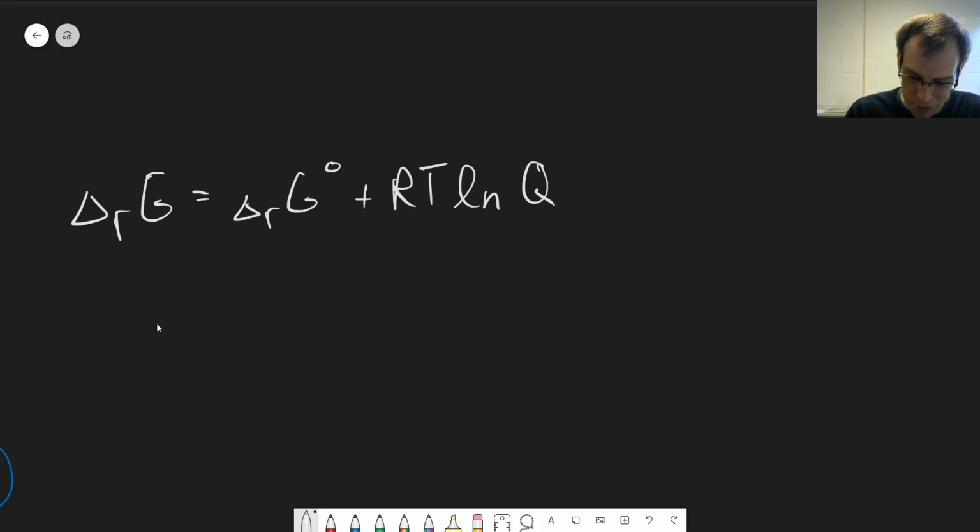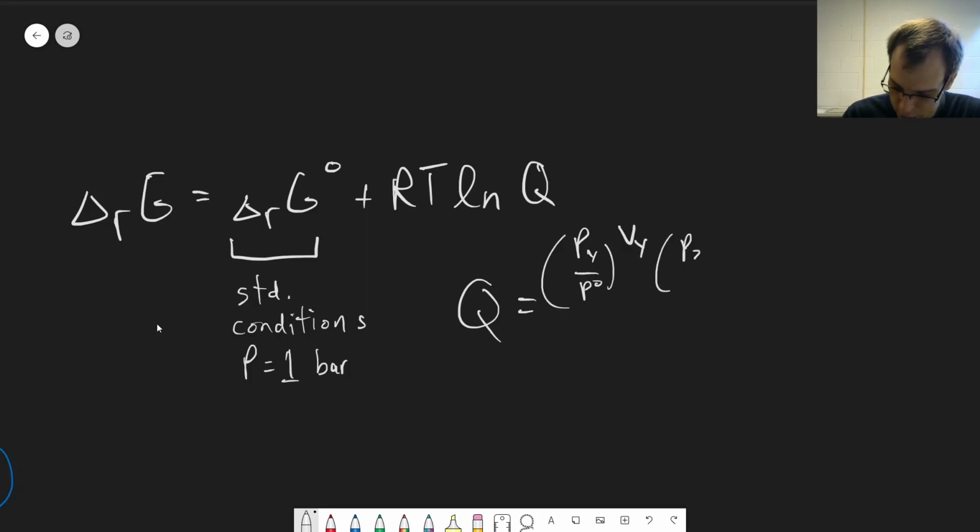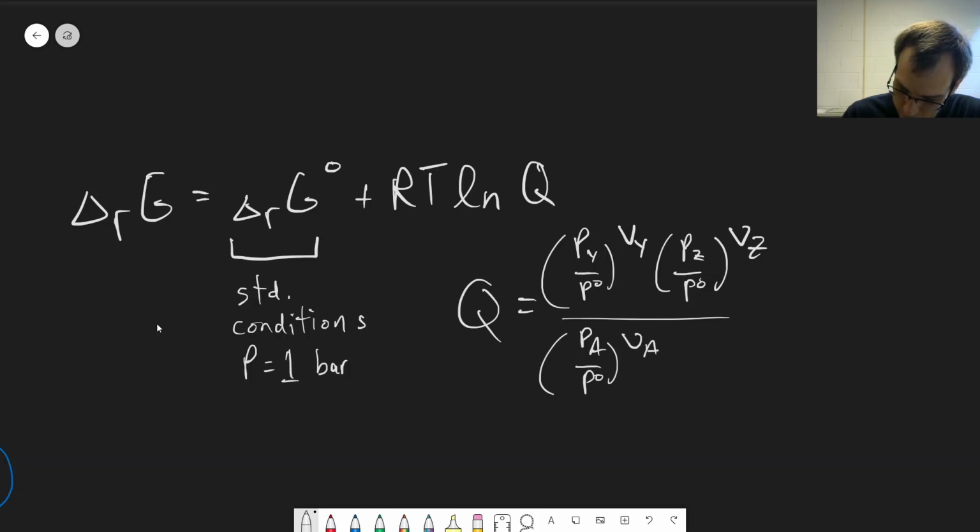Again, to remind, delta G naught is the change in Gibbs energy under standard conditions, which for gases means that P equals 1 bar. That is the accepted definition of standard. And we have RT natural log of Q, where Q, just to reiterate, is defined as py over p naught raised to the nu y, pz over p naught raised to the nu z, divided by pa over p naught raised to the nu a, and pb over p naught raised to the nu b.